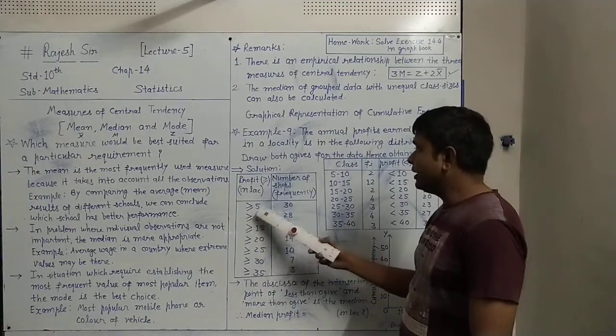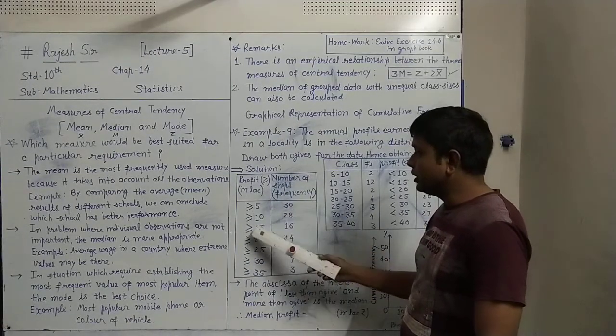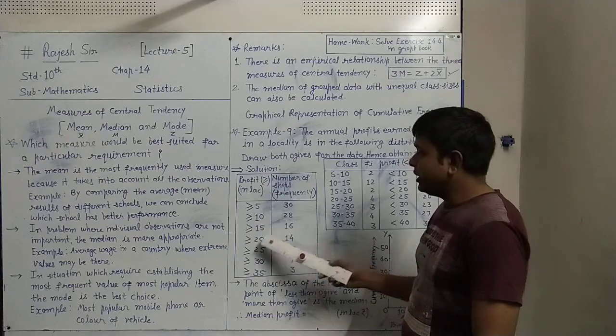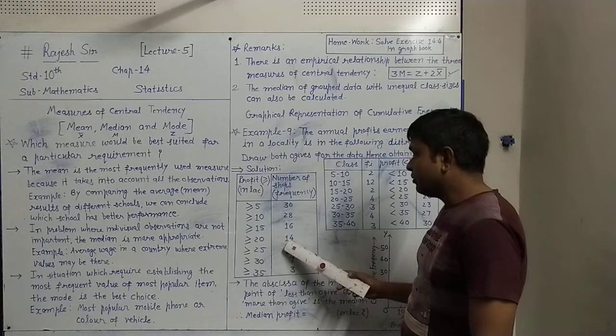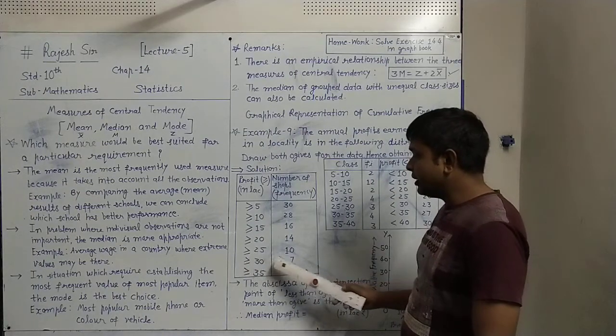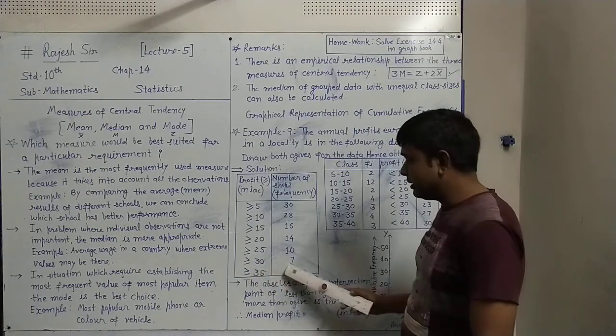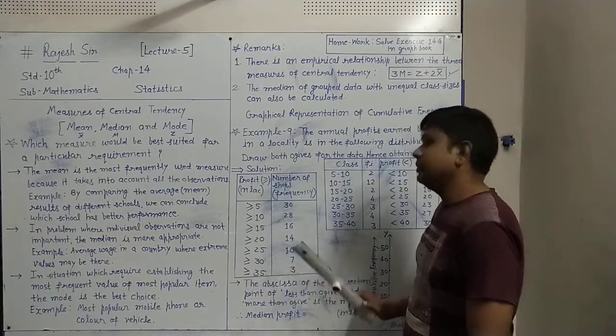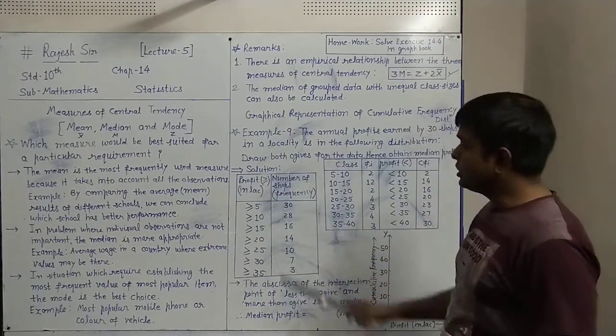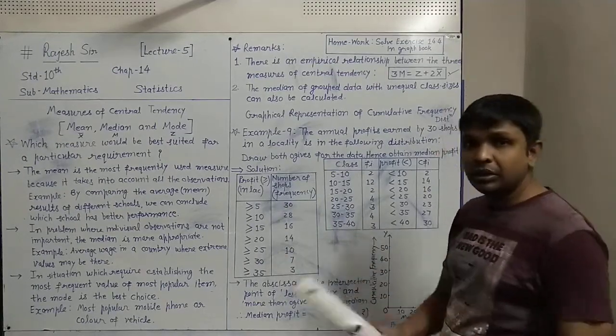More than or equal to 5, the number of shops is 30. More than or equal to 10, shops are 28. More than or equal to 15, shops are 16. More than or equal to 20, 14. More than or equal to 25, 10. More than or equal to 30, 7. More than or equal to 35 lakhs profit, shops are 3. This way you have to understand. So this is the more than type table given in the question.